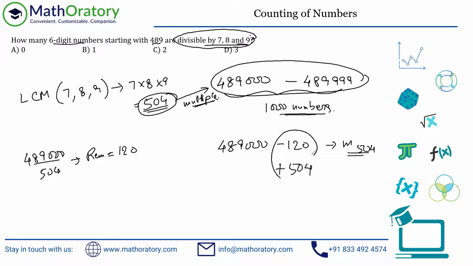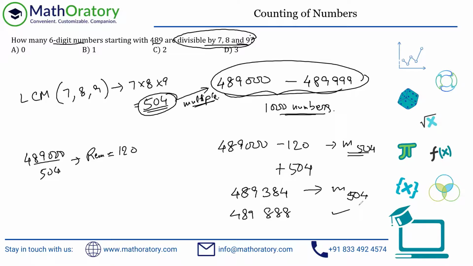So all I will do is I'll just calculate this part. So 504 minus 120 is 384. And because there are three zeros out here, I can just fit the 384 therein. So 489,384, this will definitely be a multiple of 504. And once I figure this out, I just need to add 504 and check whether it also lies in this range or not. In this case, it does. I hope you can see that. So if I add 504 to this, it comes out to be 888 in these three positions. 489 remains as it is. And this is also a multiple of 504, right?